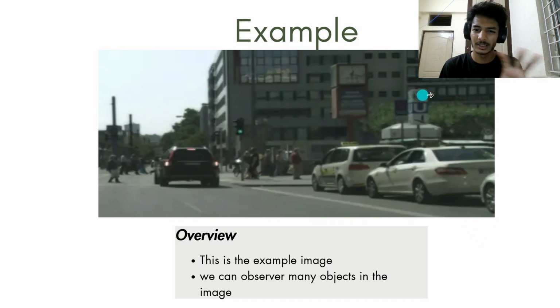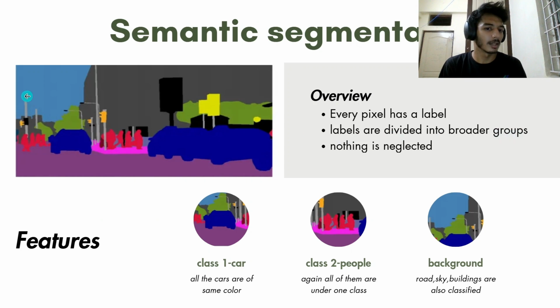This is the example image. You can see it's a crossway. You can observe many cars, many people, road, buildings, traffic lights, sky, trees, etc. So when we feed this image into a semantic segmentation model, or by doing thresholding or traditional methods, we'll see that semantic segmentation broadly classifies everything into labels. Every pixel has a label. Like this pixel is blue, which is car. This is red, which is person. This is purple or violet, which is road.